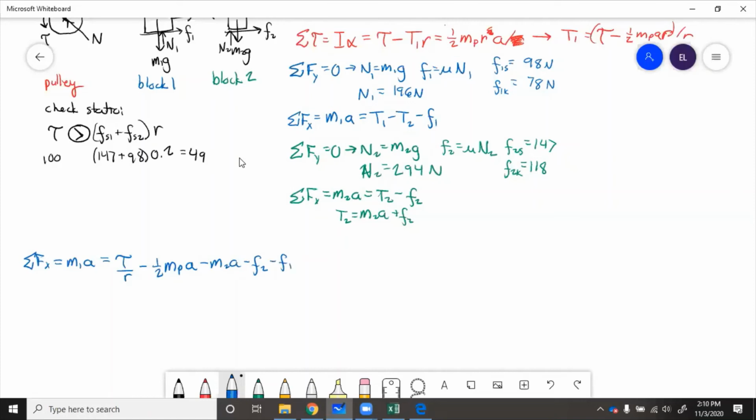So now if we want A, we need to get all the stuff with A on one side and everything else on the other side, because A is our only unknown here. So we've got A times M1 plus M2, because it'll change sign when it moves to the other side, plus 1/2 MP equals torque divided by R minus F2 minus F1. So if we rearrange, A equals tau over R minus F2 minus F1 over M1 plus M2 plus 1/2 MP.